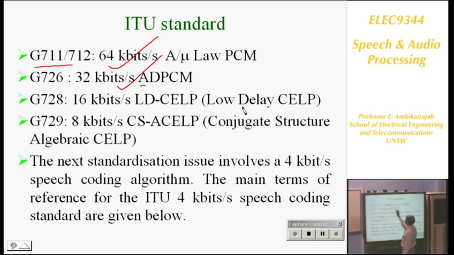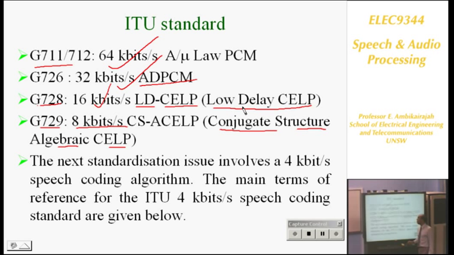32 kilobits ADPCM, that's the end of the standard. Going back in time, it was approved. 16 kilobits per second is a low delay CELP algorithm, and that is called G.728. It's a low delay CELP. And then G.729 was 8 kilobits per second. It's called conjugate structure algebraic CELP. It's a variation from the standard CELP.